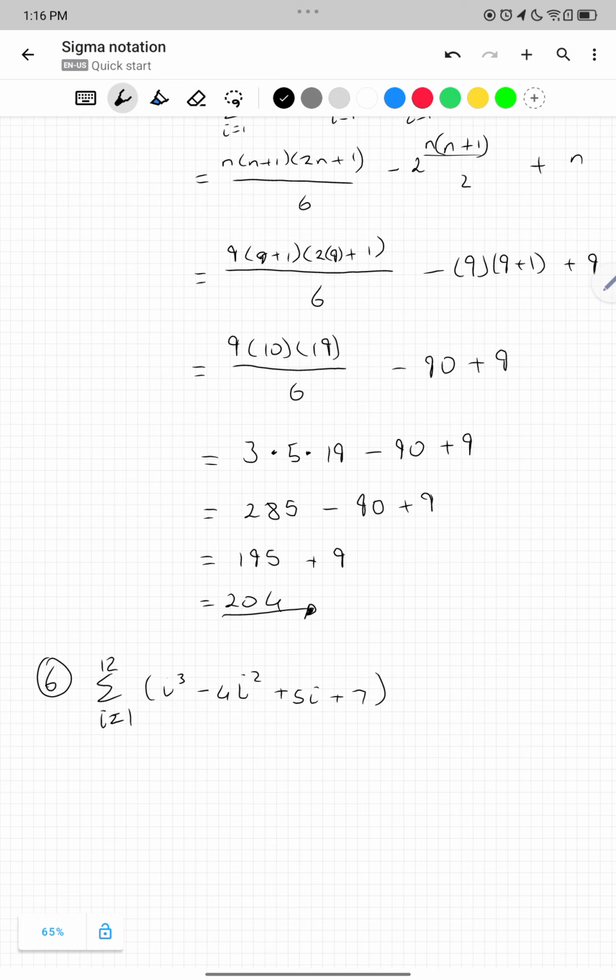And then we have the following: the sum from i equals 1 to 12 of i cubed, minus 4 times the sum from 1 to 12 of i squared, plus 5 times the sum from 1 to 12 of i, plus 7 times the sum from 1 to 12 of 1.